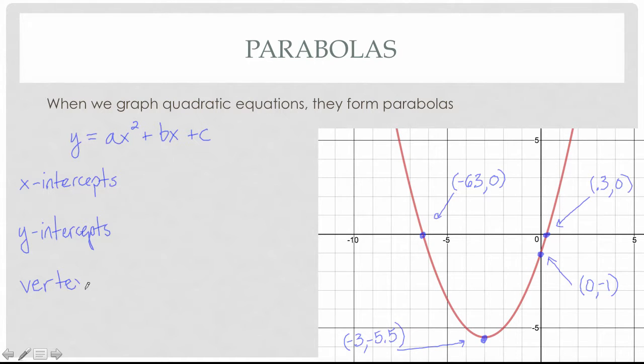So you need to be able to find each of these points, recognize them on a graph, and be able to label them and say, okay, the vertex is this point, there's my x-intercept, there's my y-intercept. Those are key points to find. Recognize them on a graph, but then we'll be able to find them exactly using our algebra as well.